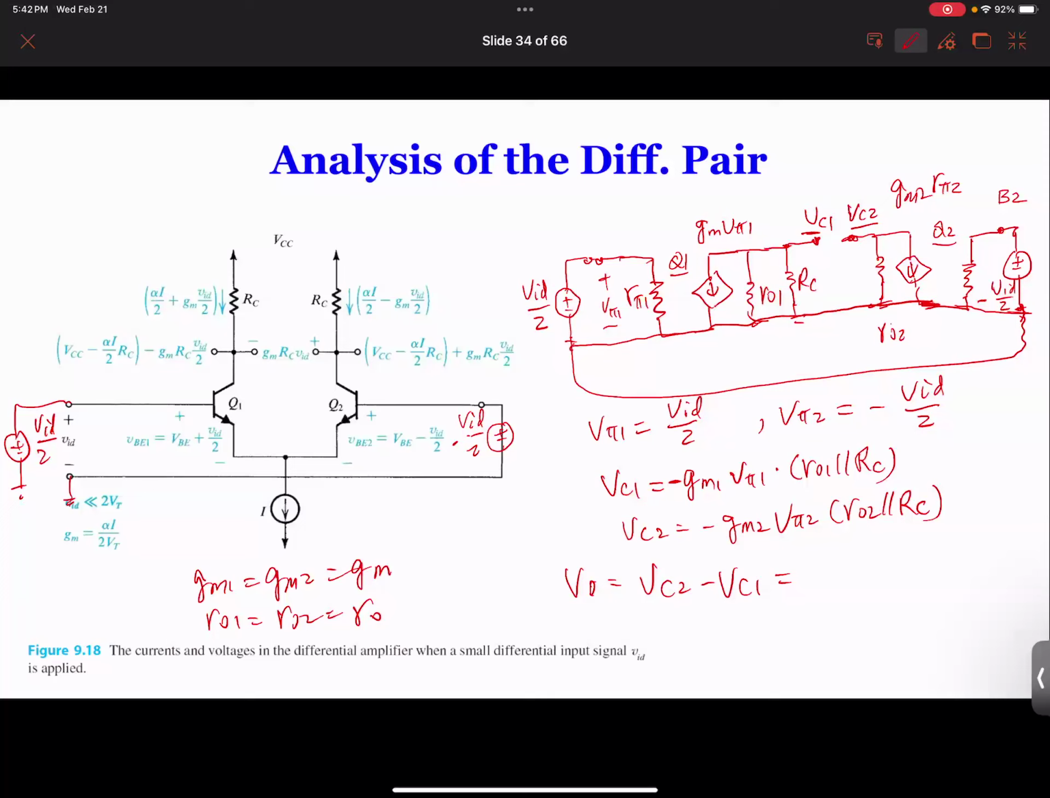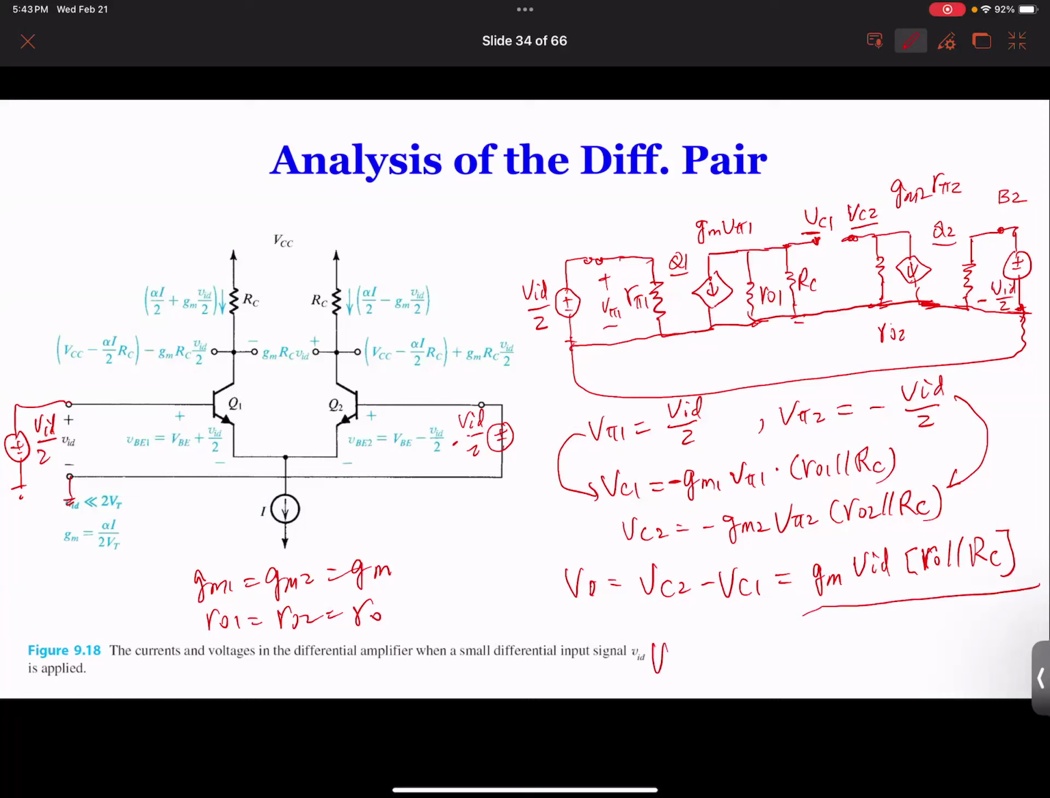But now since one is positive, one is negative, when you plug this in here, you plug in this one here, the second term becomes negative, positive, and the VC1 becomes negative. So over here, you have really GM times VID times RO, not divide, but in parallel with RC. Okay, so this is the final result you get.